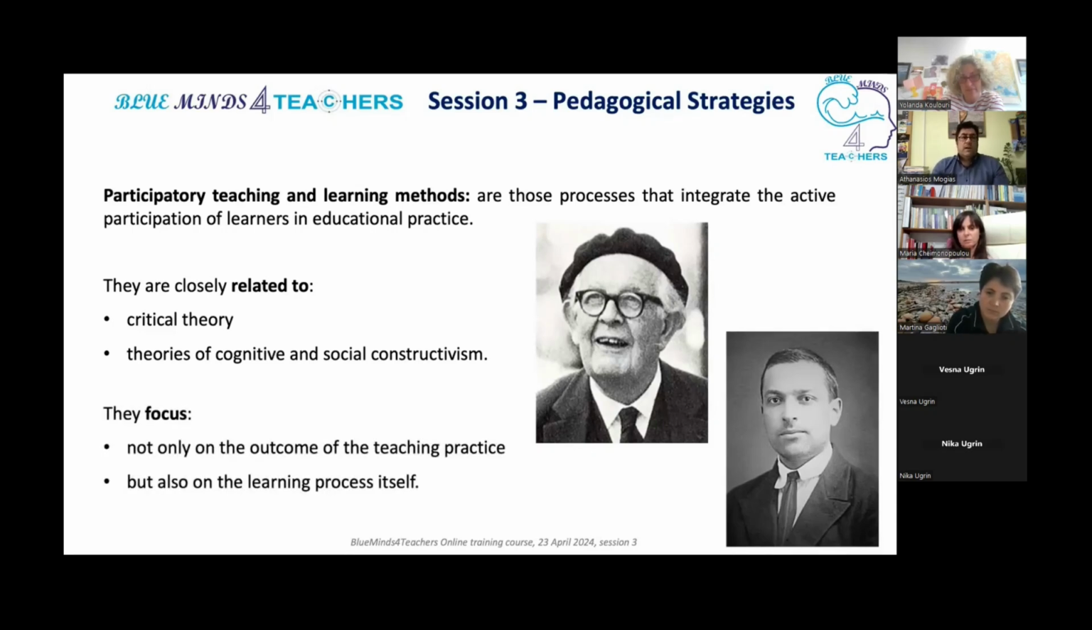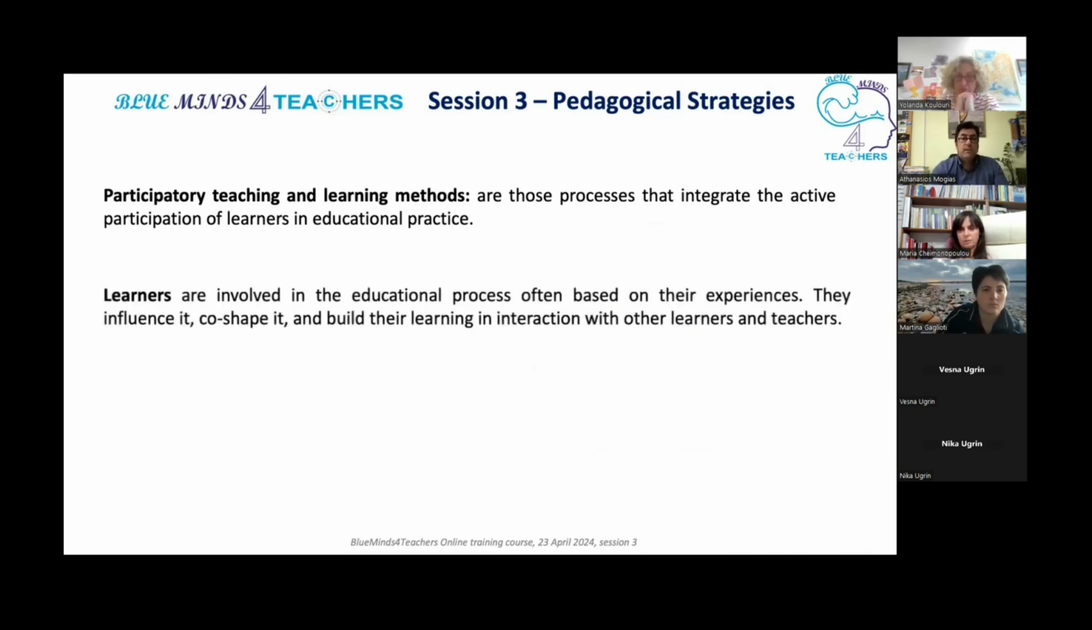These theories focus not only on the outcome of the teaching practice, but also on the learning process itself. And this is very important for a teacher to know. On the one hand, we have the learners. They are involved in the educational process, often based on their experiences. This is what we call the constructivist approach. They influence it, they co-shape it, and they build their learning in interaction with other learners and teachers. And this is social constructivism, the interaction with other learners and teachers.